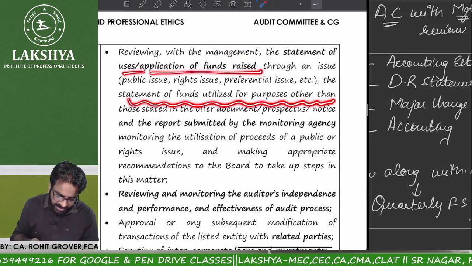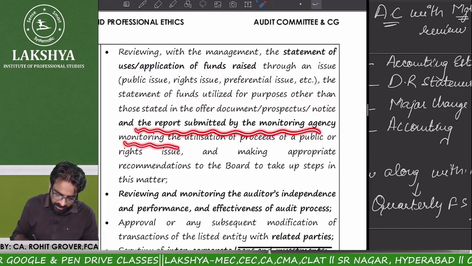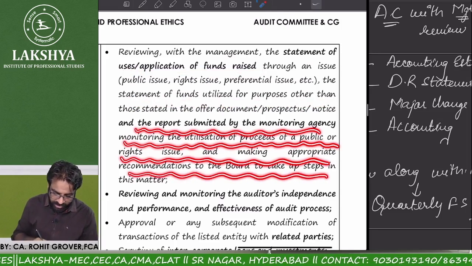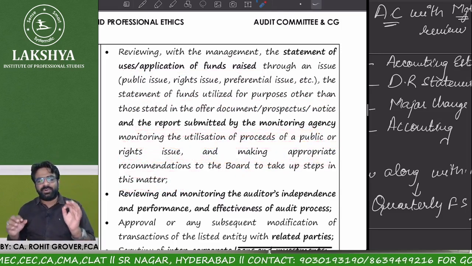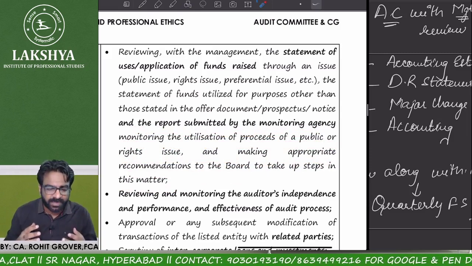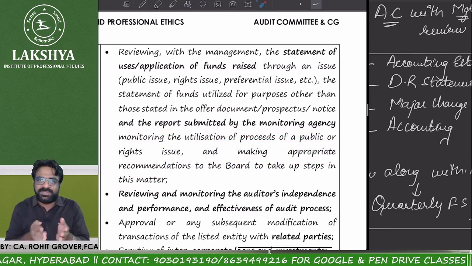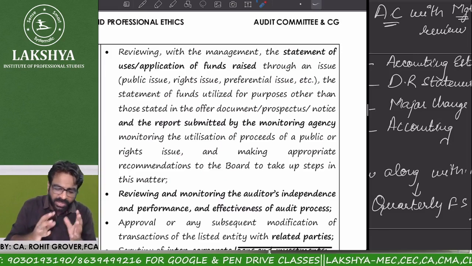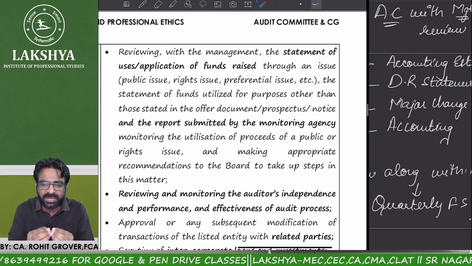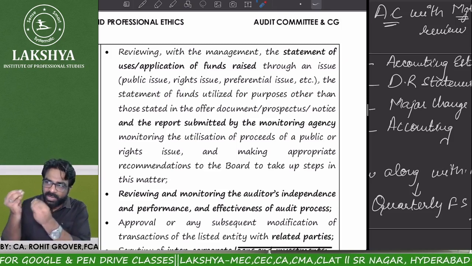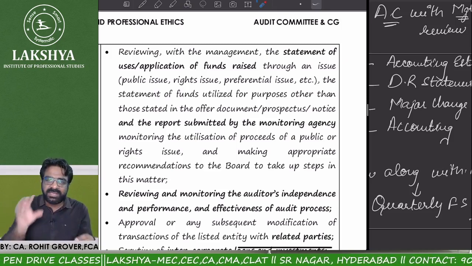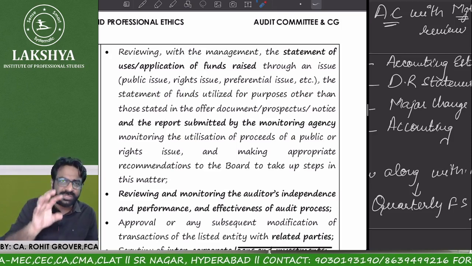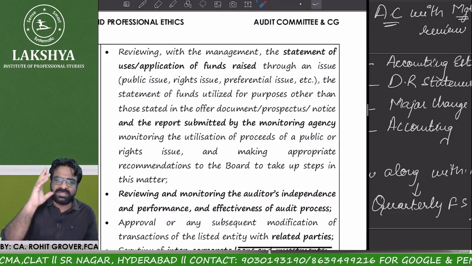If it is other than the purposes, then the report submitted by the monitoring agency monitoring the utilization of proceeds of a public and rights issue, and making appropriate recommendations to the board to take up steps in this matter. So in case the board of directors are misutilizing the funds, deviating from the purpose for which they have raised them, then on the basis of the monitoring agency's report, the audit committee will give some recommendations to the board of directors to take some reasonable steps. Like, the monitoring committee has confirmed to me that there are some areas where you are deviating from the uses of funds which we have raised via public issue. So please don't deviate, take the necessary steps.